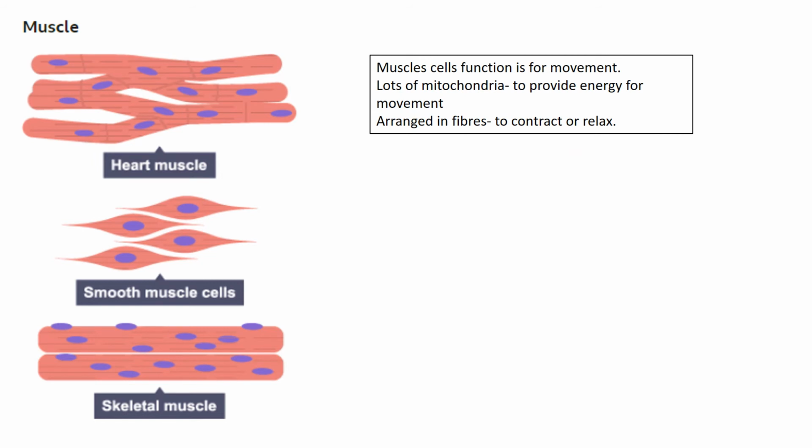So our next specialized cell is the muscle cell. Now, there are three types of muscle in the body. You have your heart muscle, you have your smooth muscle, and you have your skeletal muscle. All muscle cells are designed for movement. So they have lots of mitochondria, which is where respiration happens, so it releases lots of energy for movement to happen, and they're arranged in fibers, so they contract and relax to aid movement.